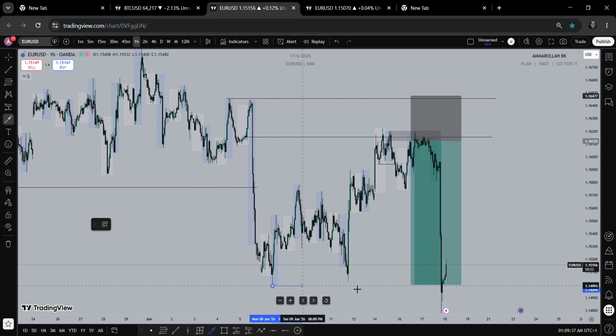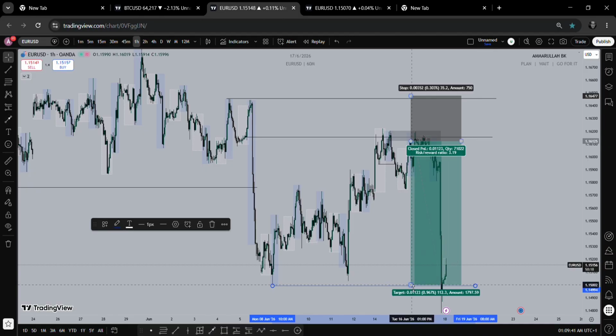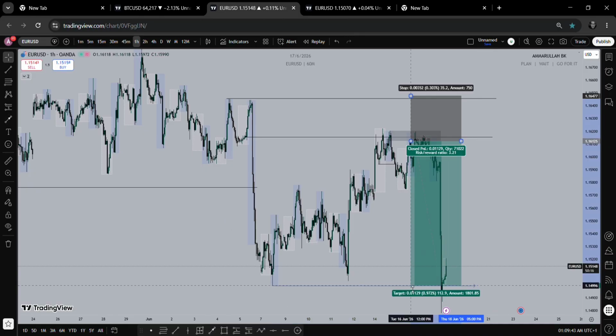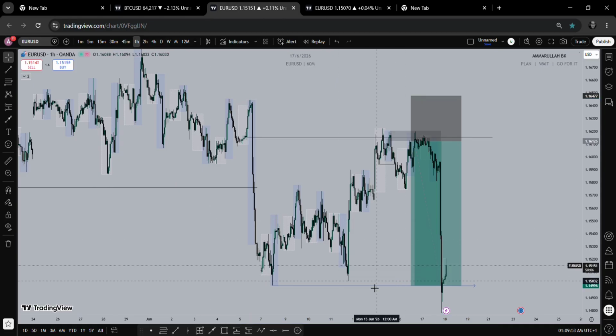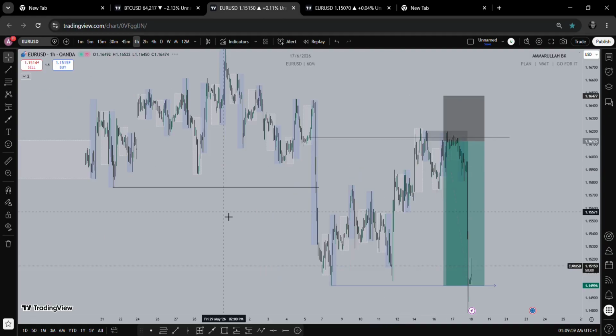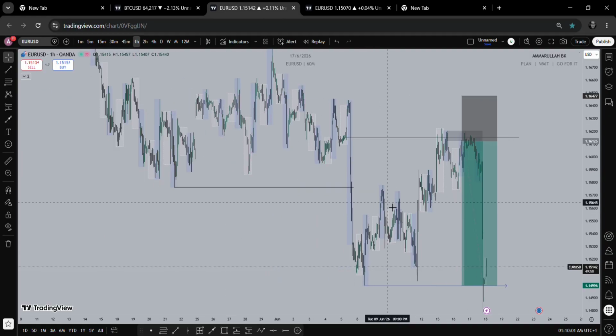I targeted this low as my target, and the trade smashed full TP. I placed my stop loss at this high, the high that I was not expecting the market to come to, and my take profit at this low. Then I removed this. I don't need it again because it finished its work. Even that high finished its work. That was how I took the trade.